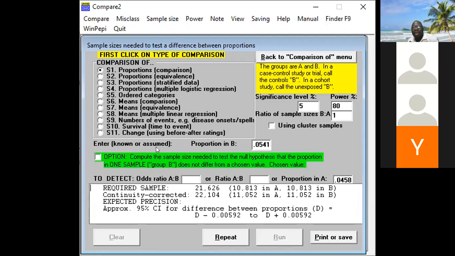10,000. If you look at it, because of the calculation, you just see this one. This one is 10,795. This one is 10,813. For each group, can you see? It is about 21,000, then 10,000 for each group?